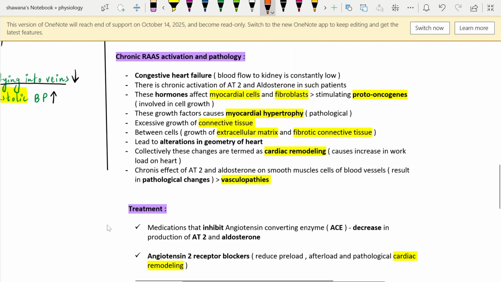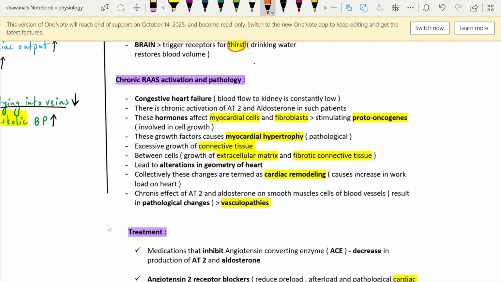Last but not the least is the chronic RAAS activation and pathology. What does it mean? It means that there are certain diseases or conditions in which the RAAS is chronically activated. RAAS is useful or favorable for a short period of time, in case of acute blood pressure reduction, right? In case of acute hypotension, it means that for a short period of time, RAAS will activate as a positive thing. But in case of chronic RAAS activation, it will be a negative aspect to our body and it will cause pathology. Let's see how.